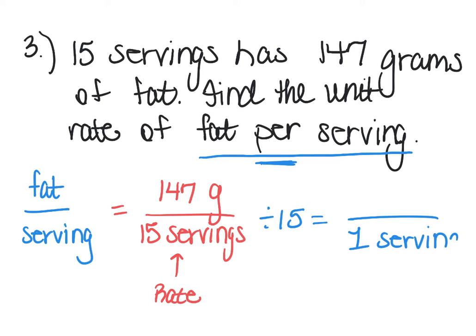Now, I already know that's going to give me 1 serving. 15 divided by 15 gives me 1. That was the purpose in my division. So I can check on my calculator if I don't want to divide it out on my own. And I get 9.8 grams. So I found the unit rate of fat per serving. And that 1 in the denominator, that's what gives me the unit rate instead of the rate.